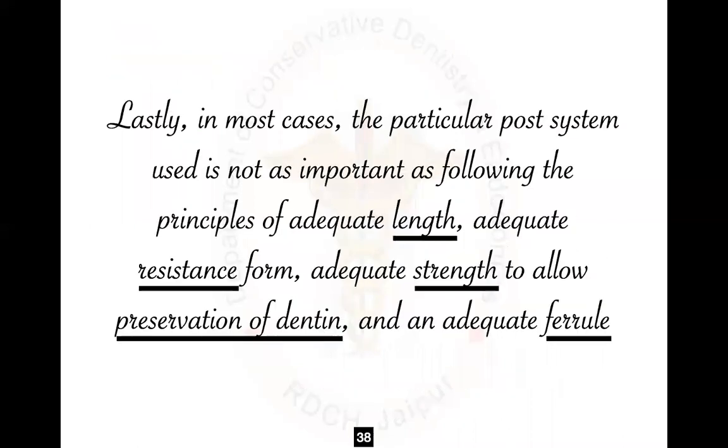So lastly, the most important, in most cases, the particular post system used is not as important as following the principles. I told you 3 kinds of systems: the preformed, the aesthetics, and the custom cast, right? So the procedure is not so dependent on these as it is on the principles of post selection, which is adequate length of the post, adequate resistance form, adequate strength to allow the preservation of dentine, adequate ferrule, and all the other principles that I covered with you, right?